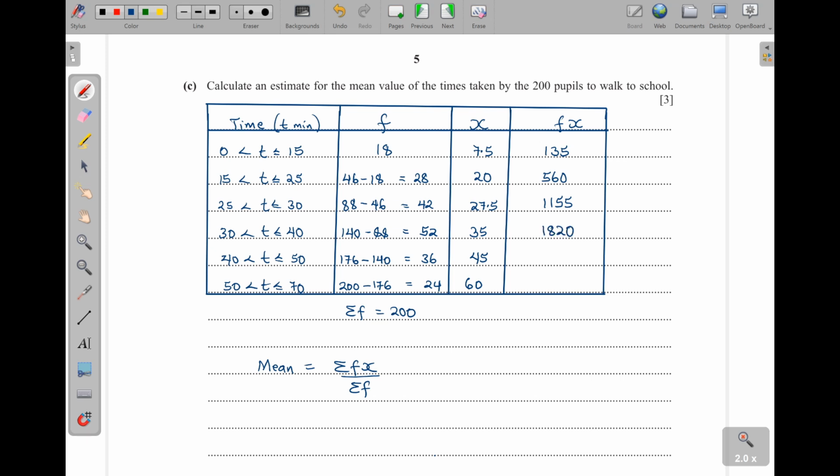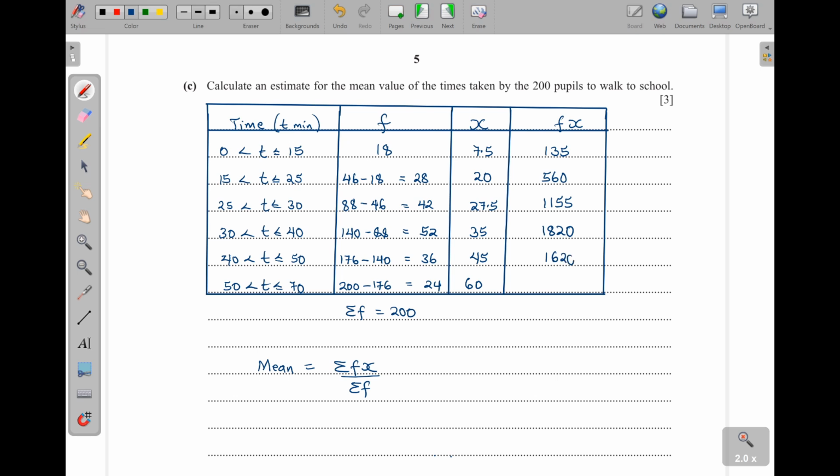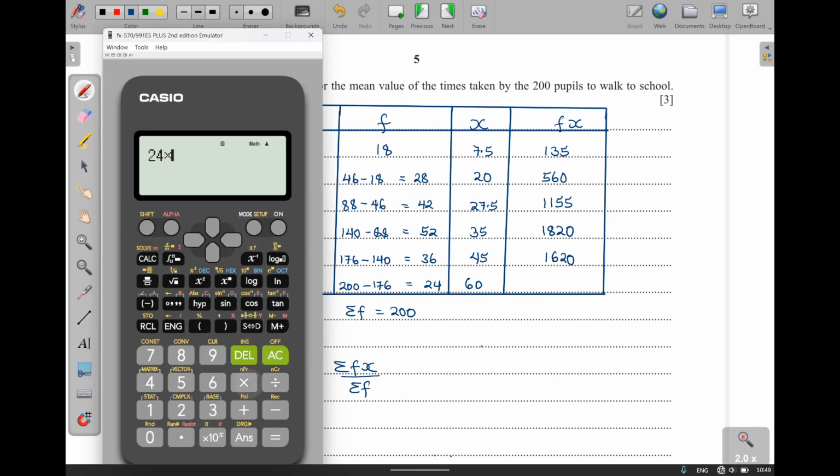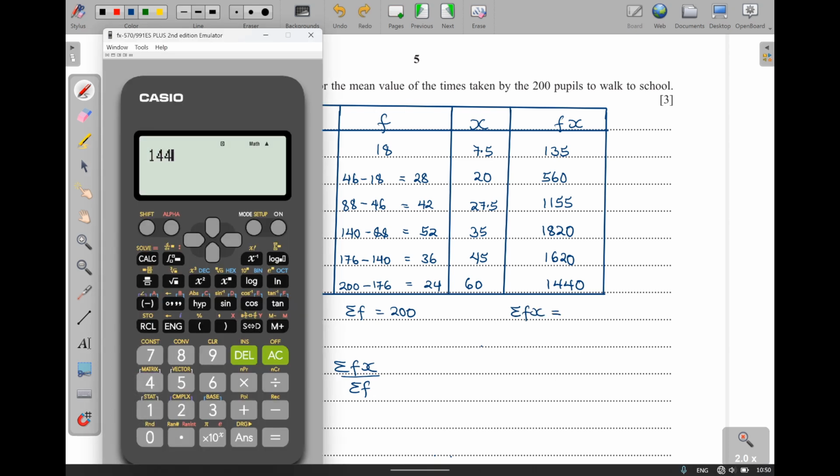And then 36 times 45. That one is 1620. And then 24 times 60. That is 1440. So what is the summation of fx? 1440 plus 1620 plus 1820 plus 1155 plus 560 plus 35. So this one is 6,730.